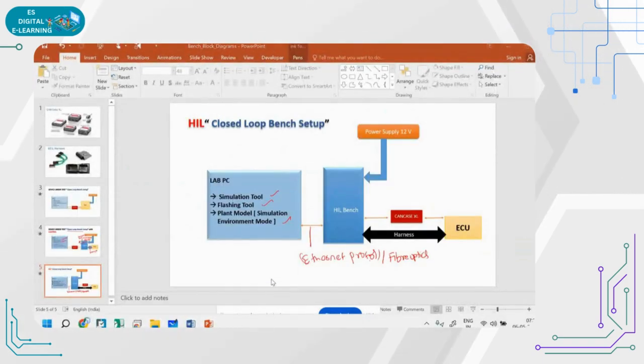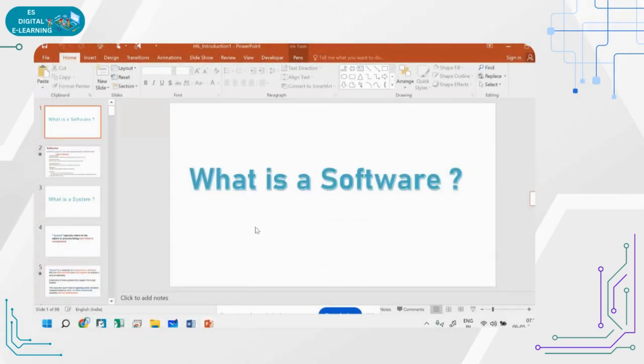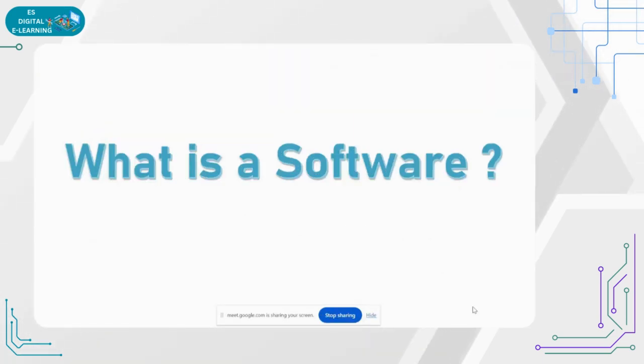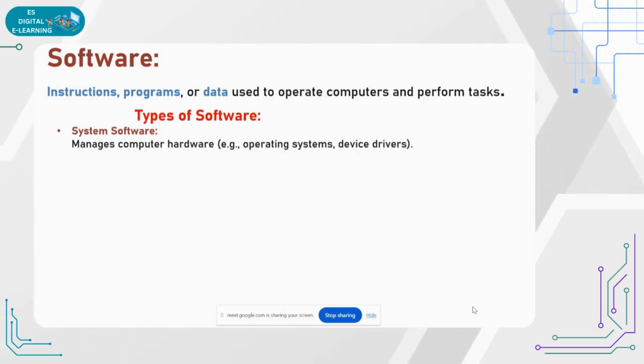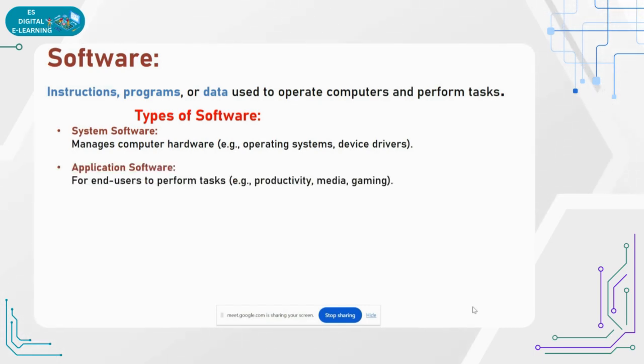Next, we need to understand what the software is and what the system is, so we need to go into detail. So what is software? Software is instructions or program data that is able to operate the computer so that we can perform multiple tasks. What are the types of software? System software manages the hardware, device drivers, and operating system. Application software is for end users, used to perform productivity, media, or gaming tasks.